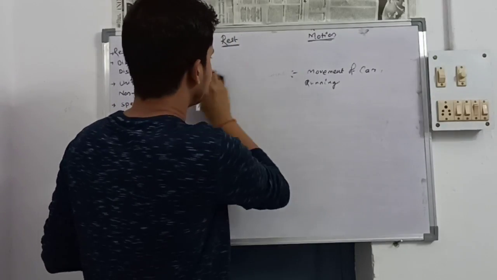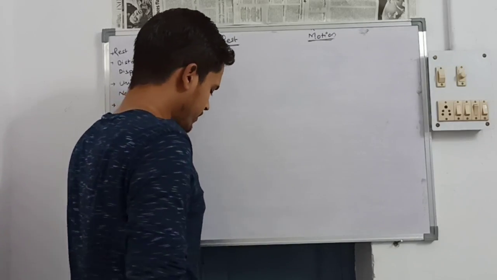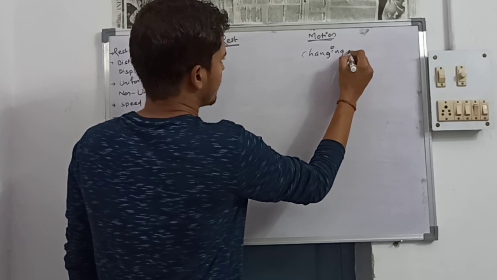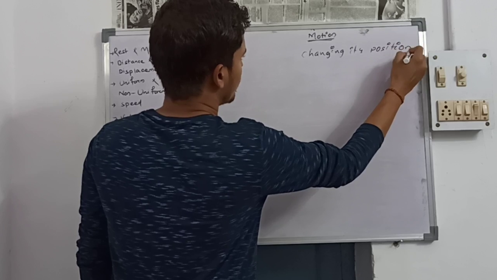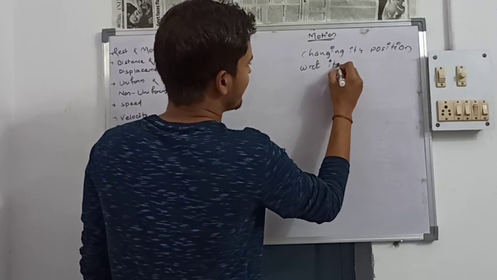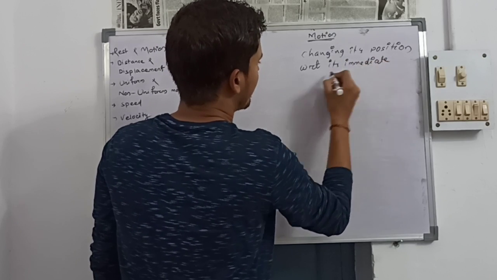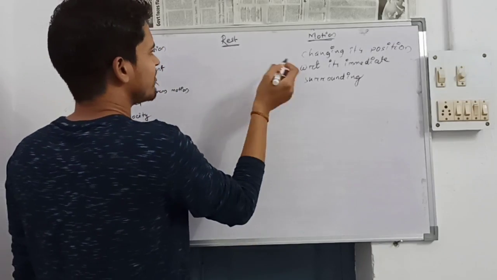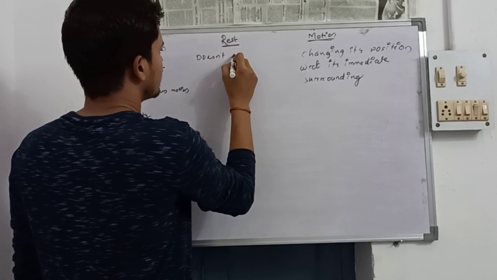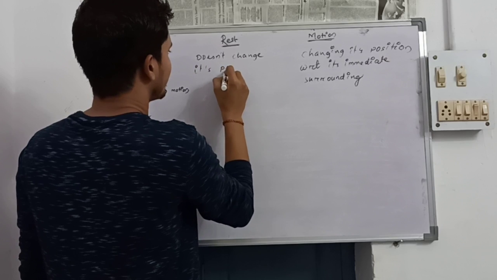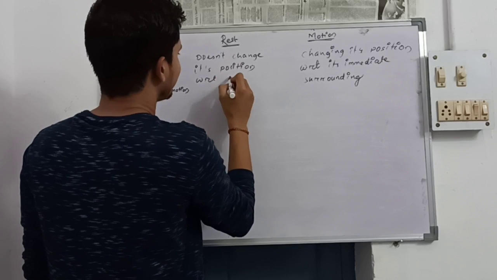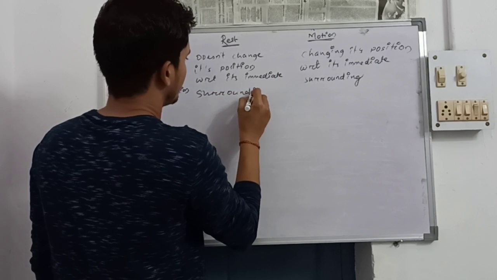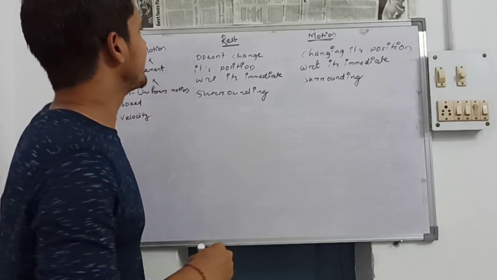If you go to the definition of rest and motion, as you have already studied, if an object is changing its position with respect to its immediate surrounding, then the object is said to be in motion. Then what is rest? If the object does not change its position with respect to its immediate surrounding, then the object is said to be at rest. So this is basically about rest and motion.